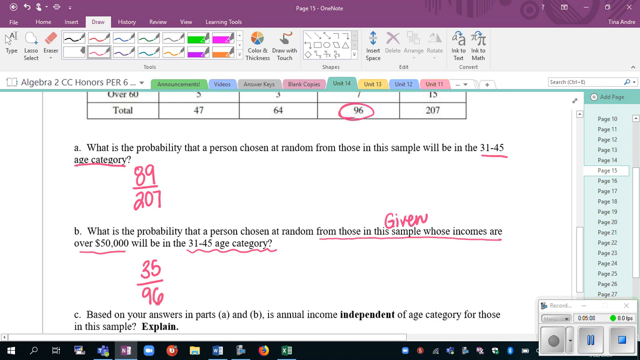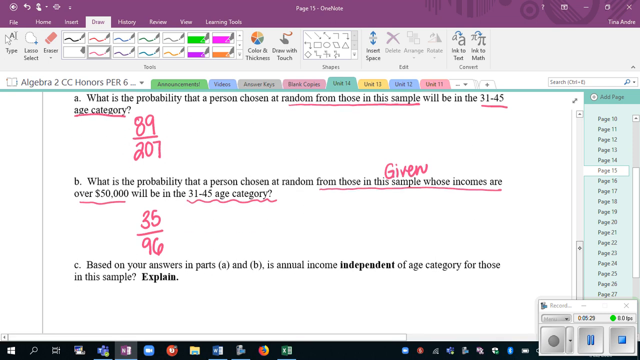So see the differences between the two? One says chosen at random from this sample, meaning out of everyone, versus this one says chosen at random from the sample whose incomes are over 50,000. That's kind of like a hidden given, because it doesn't straight out say "given this" or "if this," but it tells you who you're selecting from. So just be careful when you're reading these.